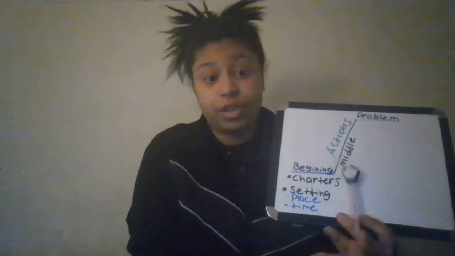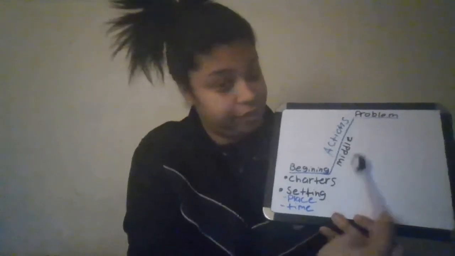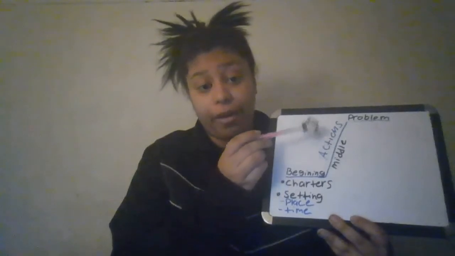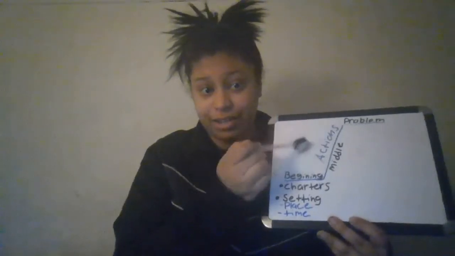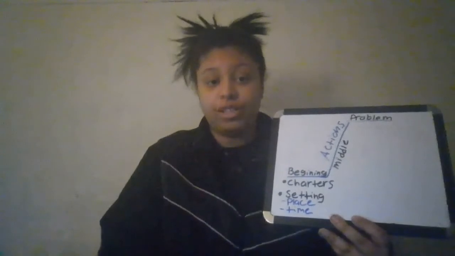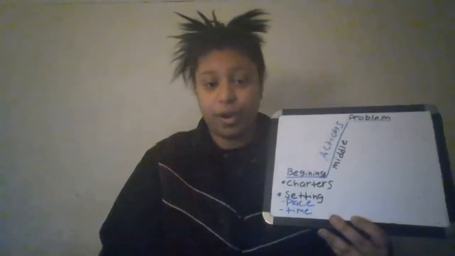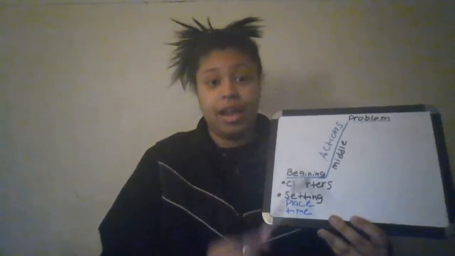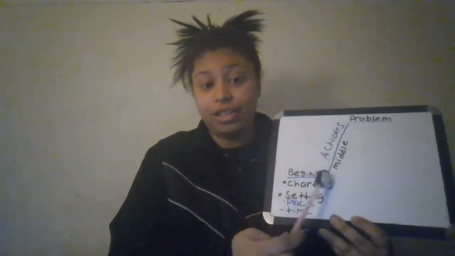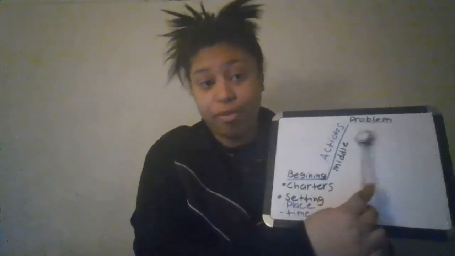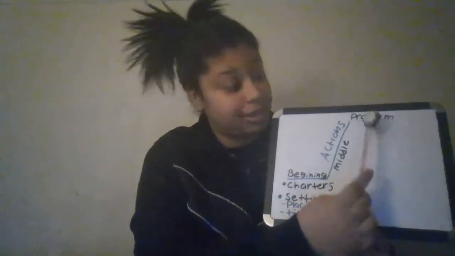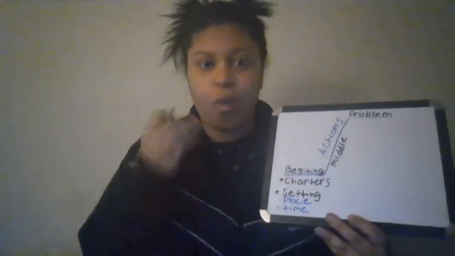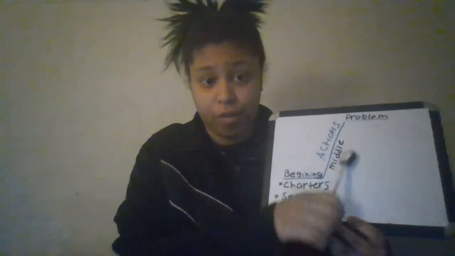So this right here is the middle. And in the middle, we have our actions. So this is where we see what the character does and what the character says. All this in the middle and action leads right up to our problem. The problem is the top of the peak of our middle. So it's what went wrong and why it went wrong. The middle should explain why this is going to happen.